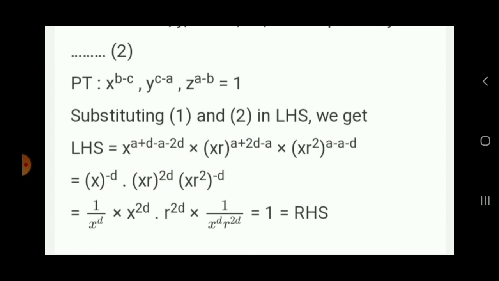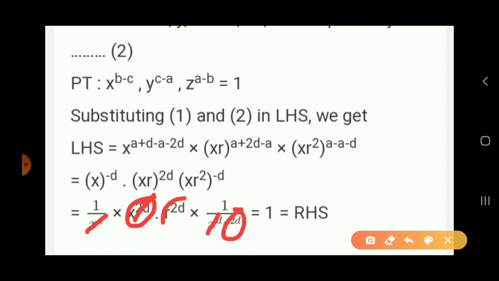So cancel now. You can see that this x power d and this x power d cancel, x power 2d and r power 2d, this r power 2d cancel. So everything cancels, and you can get the value 1.